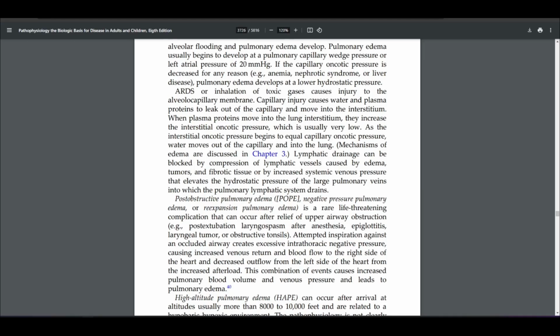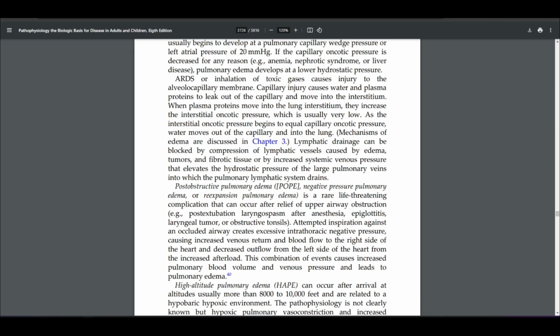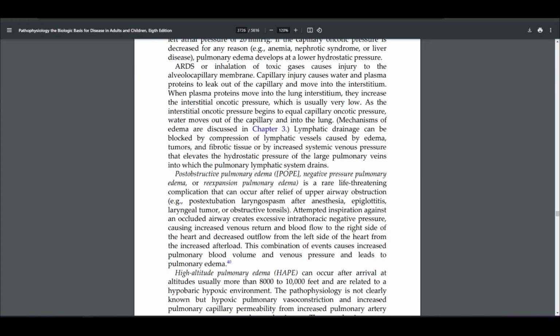Acute respiratory distress syndrome, or inhalation of toxic gases, causes injury to the alveolar capillary membrane. Capillary injury causes water and plasma proteins to leak out of the capillary and move into the interstitium. When plasma proteins move into the lung interstitium, they increase the interstitial oncotic pressure, which is usually very low. As the interstitial oncotic pressure begins to equal capillary oncotic pressure, water moves out of the capillaries and into the lungs.